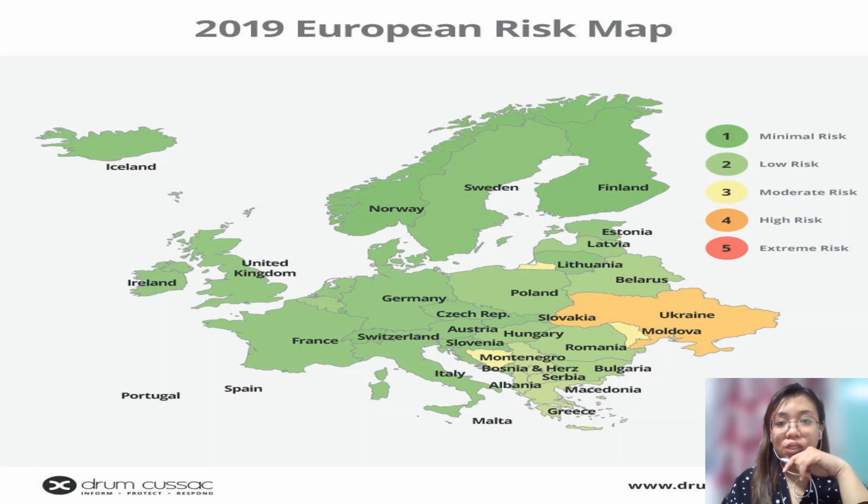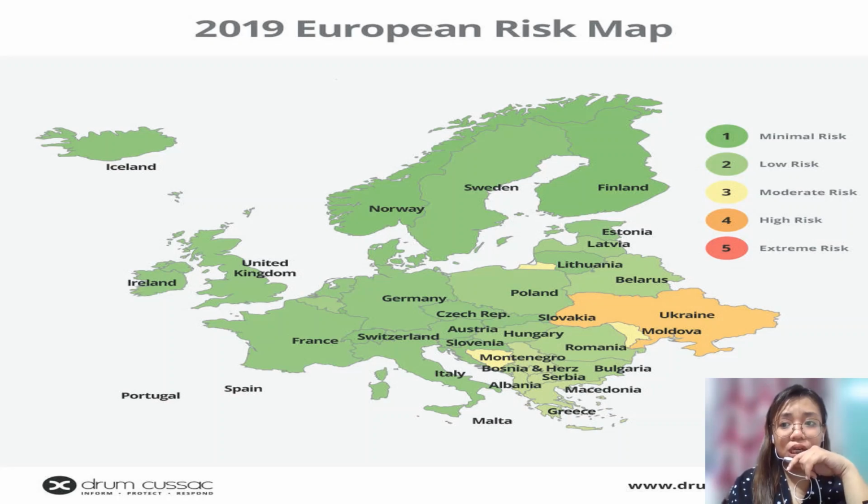Here is the European risk map. You can see most of the countries are under minimal risk. For the low risk we have Belarus and Romania, and for the high risk we have Ukraine and Moldova. The yellow ones are a few countries under moderate risk, and for the extreme risk we don't have any.